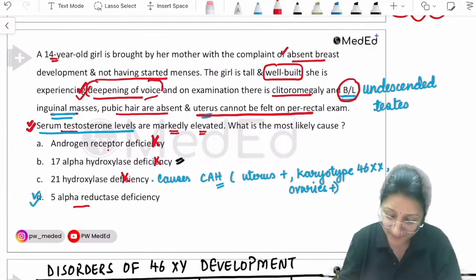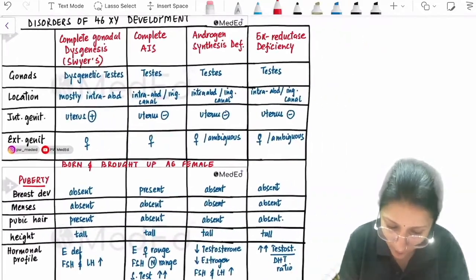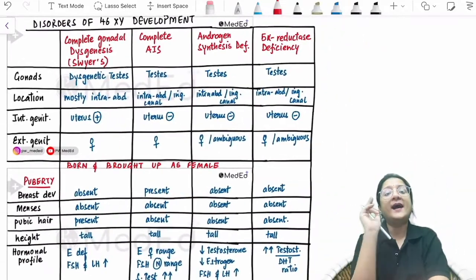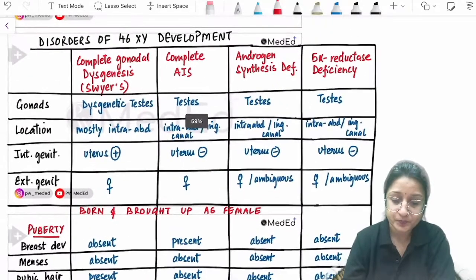Okay, so a quick revision. I have summarized it for you so that you can go back and revise this.